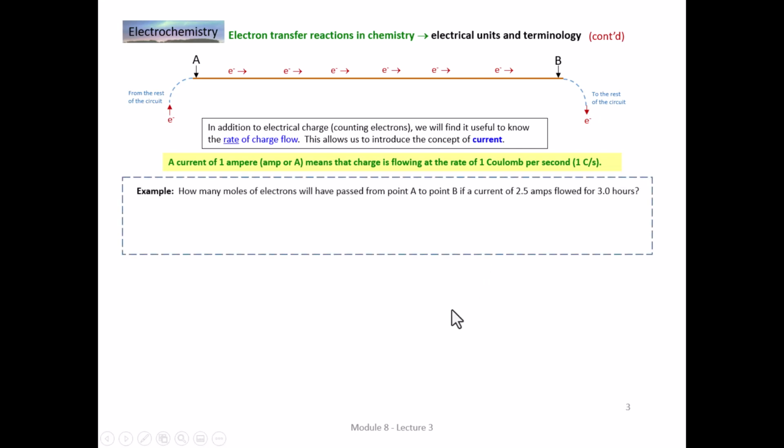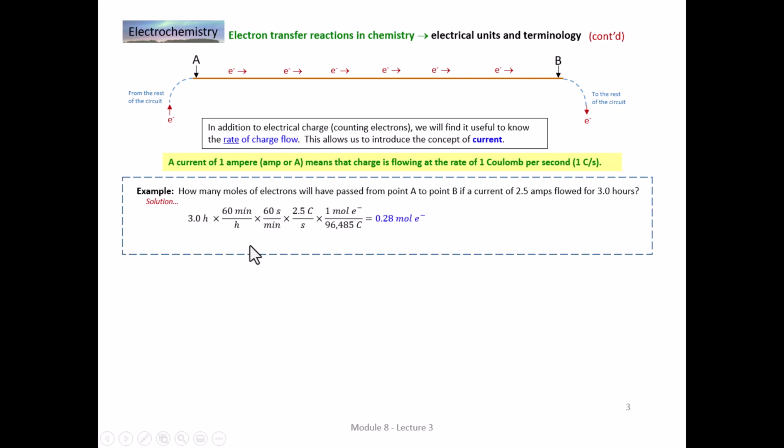Let's do an example calculation. How many moles of electrons will have passed from point A to point B if a current of 2.5 amps flowed for 3 hours? So what we want to do is actually count how many moles of electrons will pass from point A to point B if this current, this rate of charge flow, is going on for 3 hours.